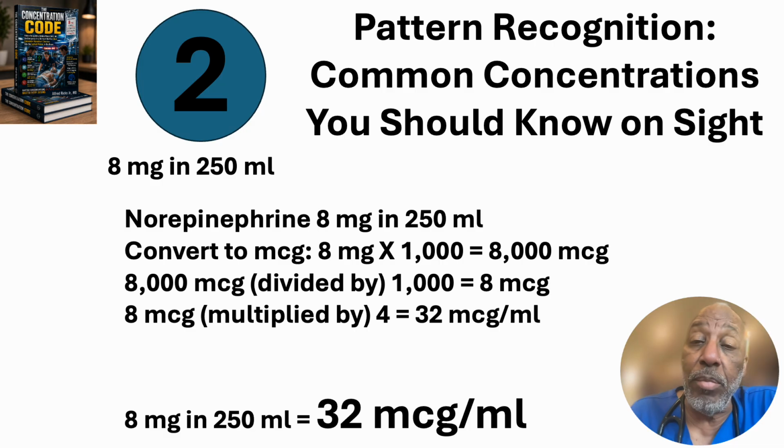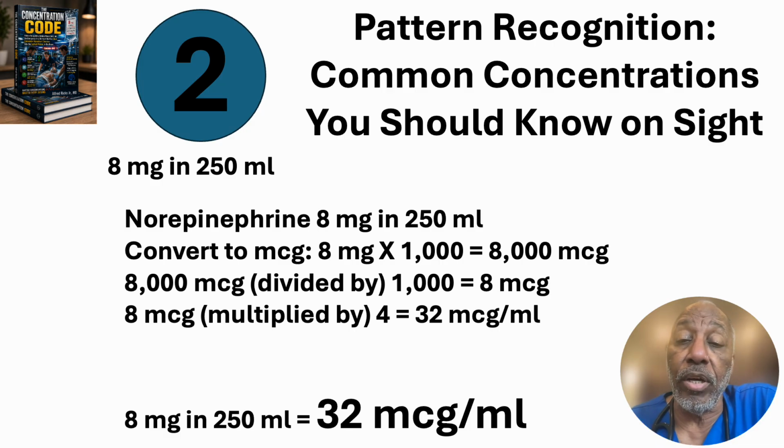The second pattern is 8 milligrams in 250 milliliters. This is a common norepinephrine concentration for patients requiring higher vasopressor doses where a more concentrated bag reduces the fluid volume delivered per hour. You convert the 8 milligrams to 8,000 micrograms. Apply the divide by 250 shortcut, which is divide by 1,000 multiplied by 4. 8,000 divided by 1,000 equals 8 times 4 equals 32. The concentration is 32 micrograms per milliliter.